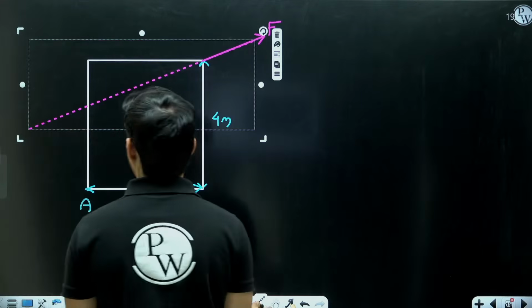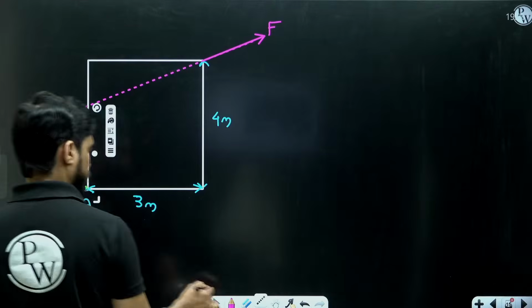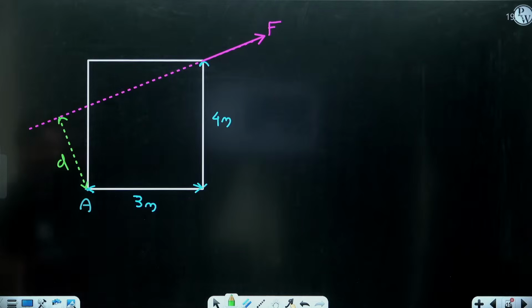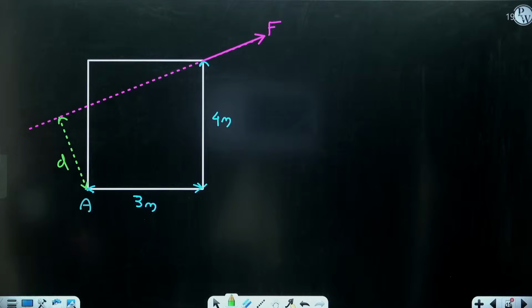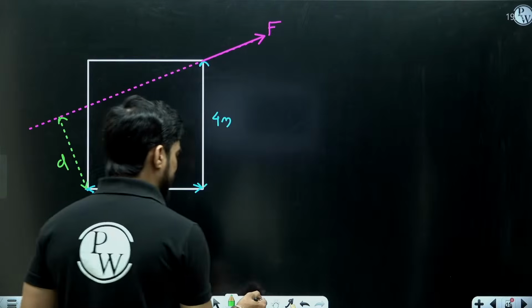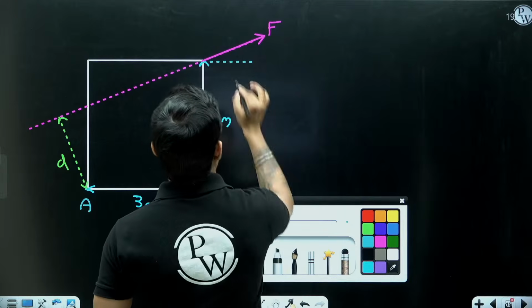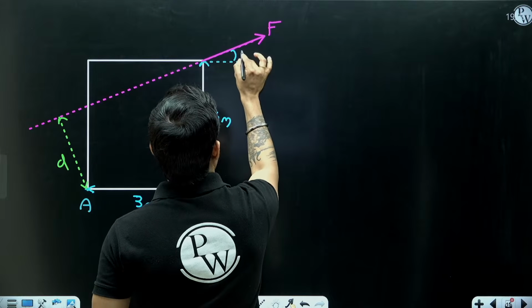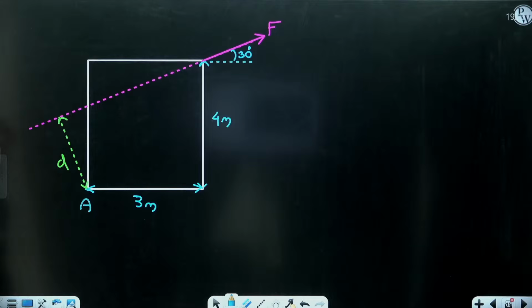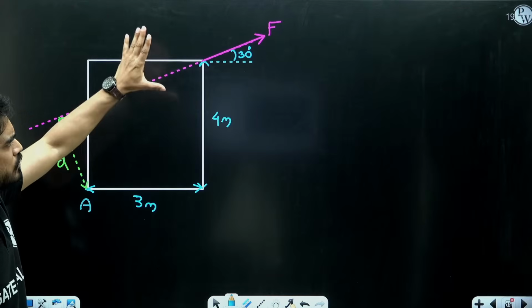This is the line of action of the force, and this is the perpendicular distance, D. But the problem is we don't know the value of D, and it is very difficult to calculate. Even if I give you the angle of this force, let's say 30 degrees, it is very difficult to solve this geometry and find D. So in these problems we use Varignon's theorem.